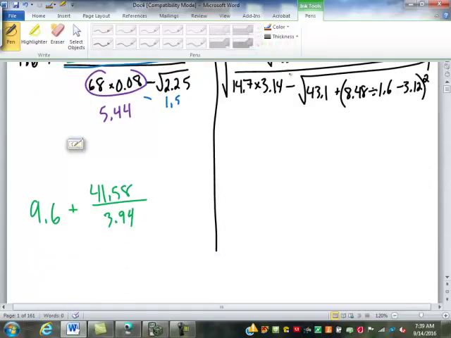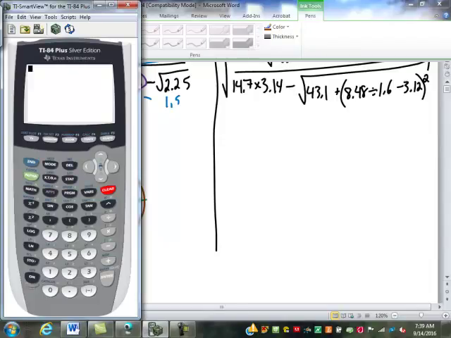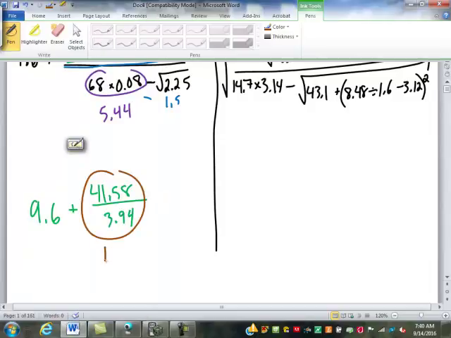And then divide 41.58 divided by 3.94. That is 10.5533. We're going to go to 4 decimal places for our calculations. Now we add 9.6 plus that, which is 20.1533.